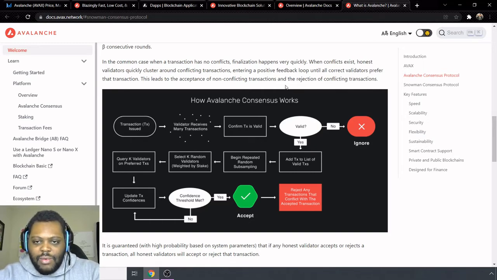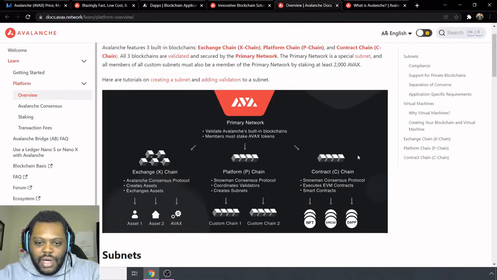And so lastly, I just want to talk about the Avalanche Consensus Network, and then also the Snowman Consensus Network, which are represented here in these two different sections. So like I said again, the P chain and C chain use the Snowman consensus protocol, and then the Exchange X chain uses the Avalanche consensus protocol.